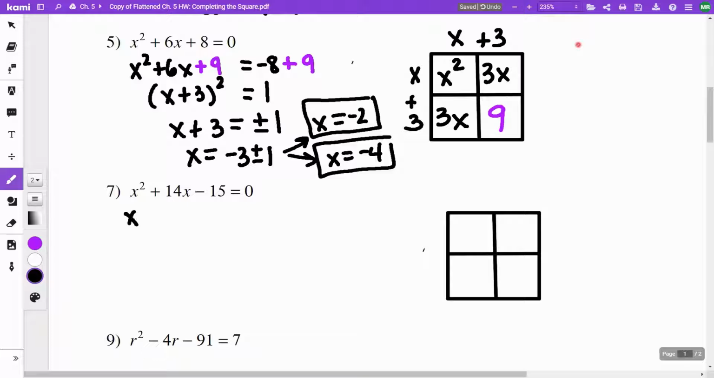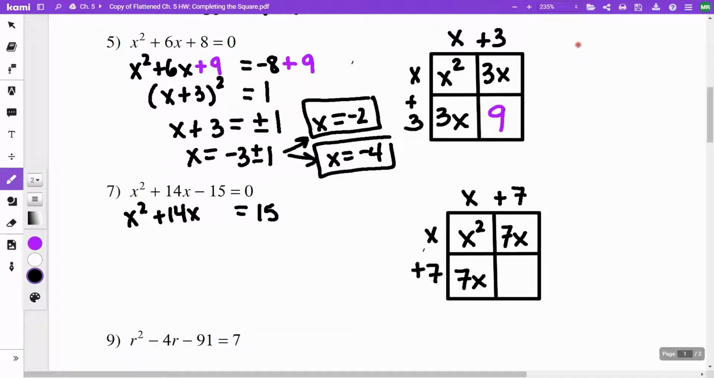Okay, so this is going to be an x squared plus 14x equal 15. Now, again, we have actually seen this 14 a couple of times. It's going to be split as a 7 and a 7. That's going to give me an x plus 7 and an x plus 7, which means I should have had a 49 to make it a perfect square. So I'm going to add 49. I'm going to add 49.